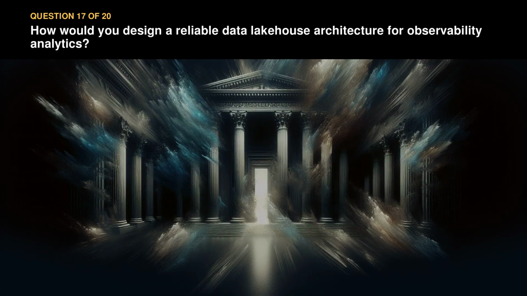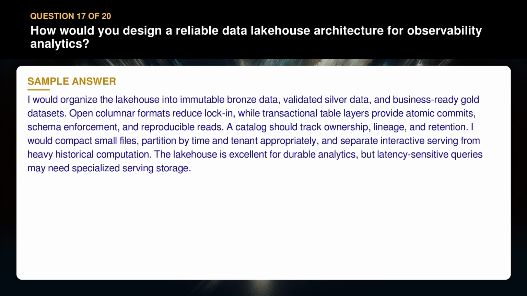Question 17. How would you design a reliable data lakehouse architecture for observability analytics? I would organize the lakehouse into immutable bronze data, validated silver data, and business-ready gold datasets. Open columnar formats reduce lock-in, while transactional table layers provide atomic commits, schema enforcement, and reproducible reads. A catalog should track ownership, lineage, and retention.